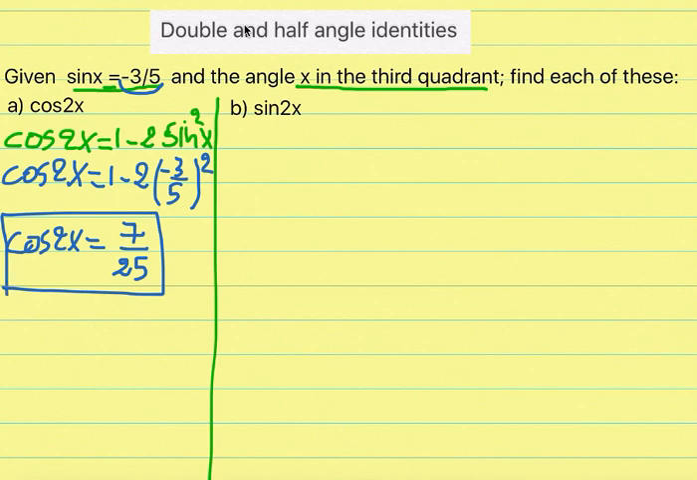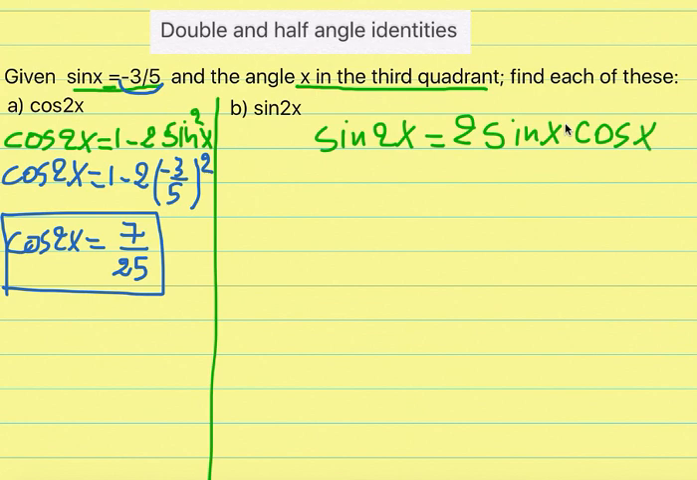As you can see, as simple as this. You just use the identity that you must memorize. So cosine 2x equals 1 minus 2 sine squared x. This is a double angle identity in terms of a single angle x. Okay. Now we go to part B, sine 2x. There is an identity for sine 2x. It says sine 2x equals 2 sine x cosine x.